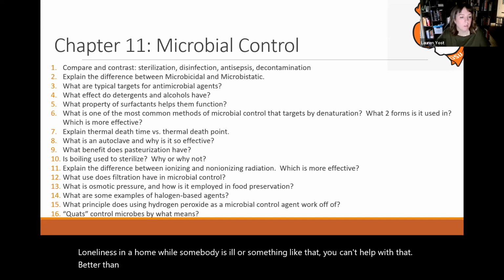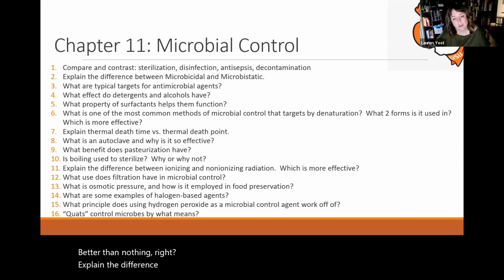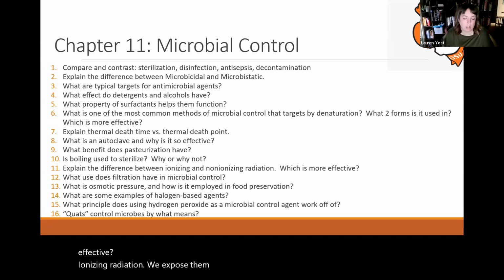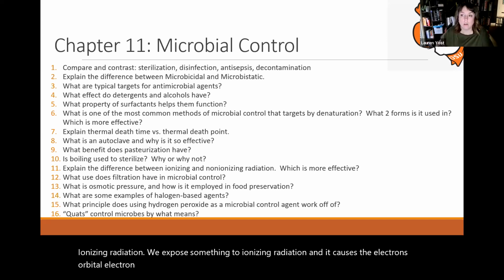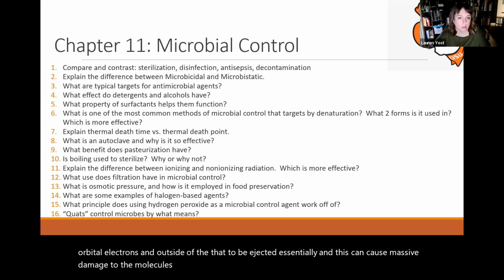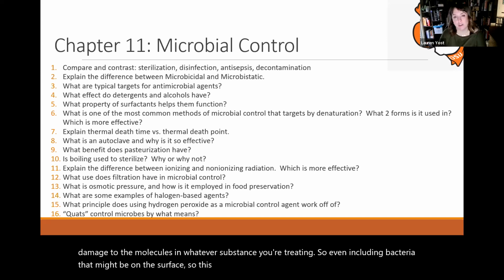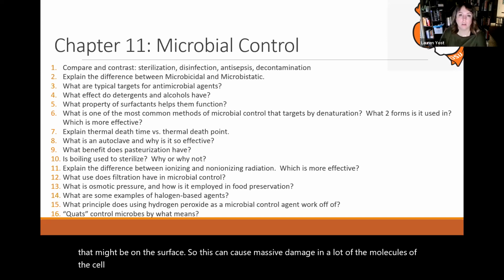Better than nothing, right? Explain the difference between ionizing and non-ionizing radiation and which is more effective. Ionizing radiation, we expose something to ionizing radiation and it causes the orbital electrons on the outside to be ejected, essentially. And this can cause massive damage to the molecules in whatever substance you're treating, even including bacteria that might be on the surface. So this can cause massive damage in a lot of the molecules of the cell, but particularly almost irreparable damage to DNA and things like that.